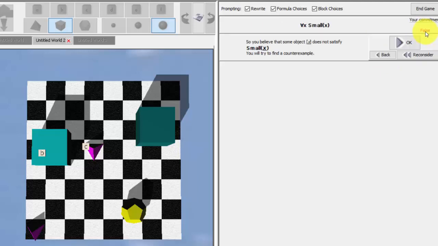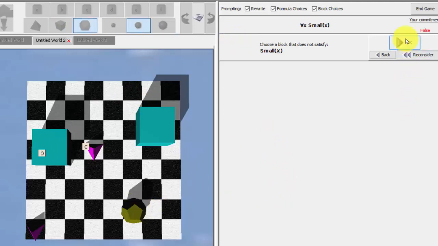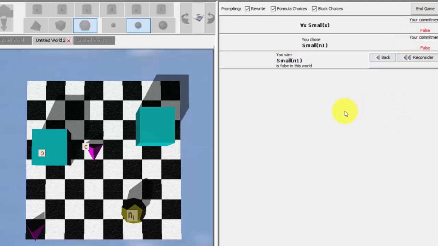Let's say I was to say that it's false. So I believe that some object does not satisfy X is small. And now I have to pick one that doesn't satisfy it. Well, let's pick this dodecahedron. So now it's named it n sub 1 for me. So I believe that it's false that n sub 1 is small. Yes, I've won because indeed it is not small.